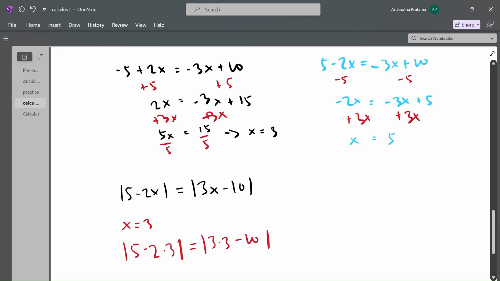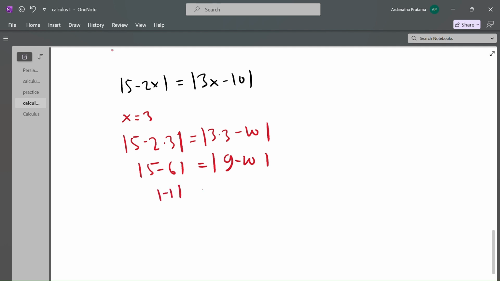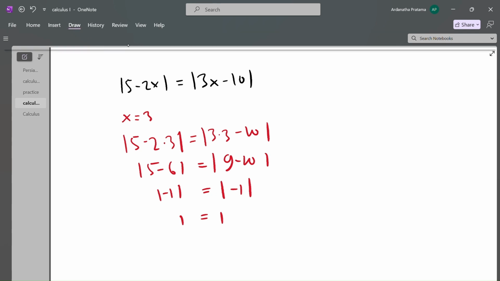So what we got here is 5 minus 2 times 3. 2 times 3 is 6. So the absolute value of 5 minus 6 equals the absolute value of 3 times 3, which is 9, minus 10. So we got the absolute value of minus 1 equals the absolute value of minus 1. So we have 1 equals 1. It means that x equals 3 satisfies the equation.